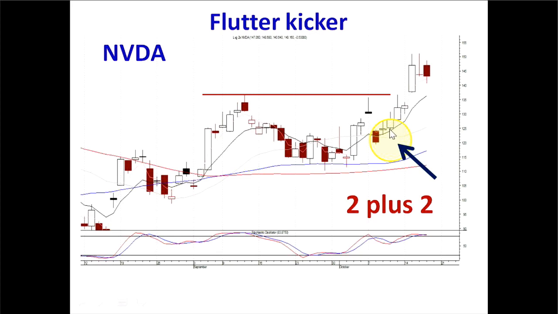Now, why do we call it 2+2? Because if we can anticipate that it's going to come up some more, what pattern have we got setting up? A fry pan bottom. And where did this fry pan bottom reverse? They couldn't get down through the 50. You could see all the buy signals, bullish engulfing, bullish harami, hammer. Came back up above the T-line. Almost hit the top, pulled back, but then this was, again, a very good price to be buying or place to be buying because of the bullish flutter kicker.